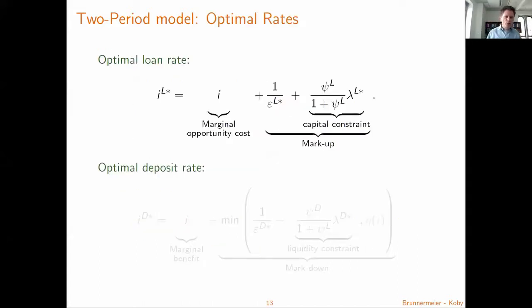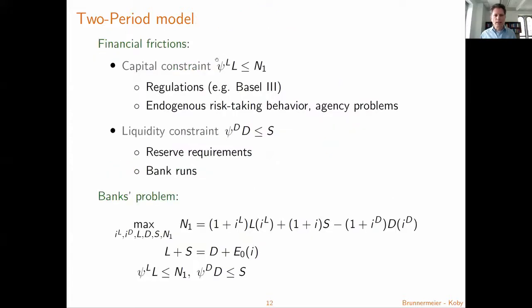And you get the standard solution out of that, where the optimal loan rate is essentially just the policy rate. That's the marginal opportunity cost. What we assume here is that you're a house bank. You have some monopoly power over the firms who want to borrow from you, and then you get this markup, which depends on the elasticity of the loans. And there's an additional markup coming from the fact that your capital constraint might be binding. This is under the assumption that the liquidity constraint does not bind. So that's the Lagrange multiplier on the capital constraint, and this was the risk weight on the loans.